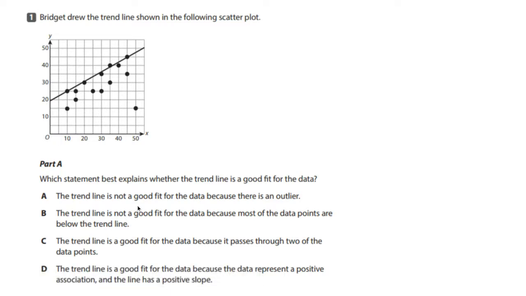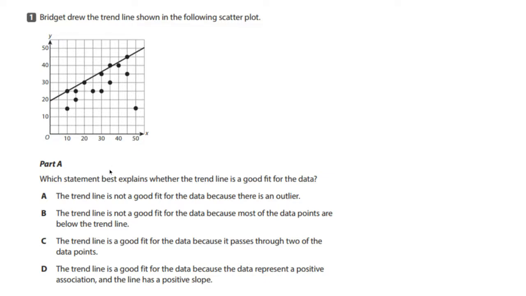So the trend line is not a good fit for the data because there is an outlier. So we have this outlier down here. Okay, remember the outlier is important, but it doesn't affect where the line goes because we kind of just ignore it. It's not in the main part of the data. It's out there all by itself. And this trend line should be roughly in the middle of all the points that are close together. Okay, so it should have about half the points above it and half the points below it. So it doesn't matter that there's an outlier. Okay, the trend line is too high because it's not in the middle of the data.